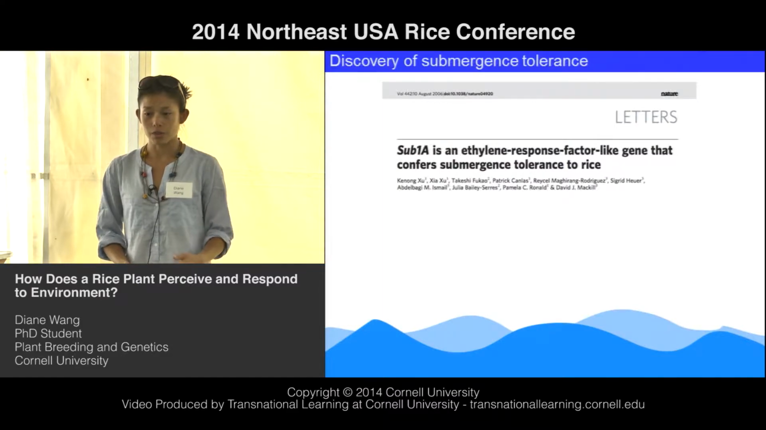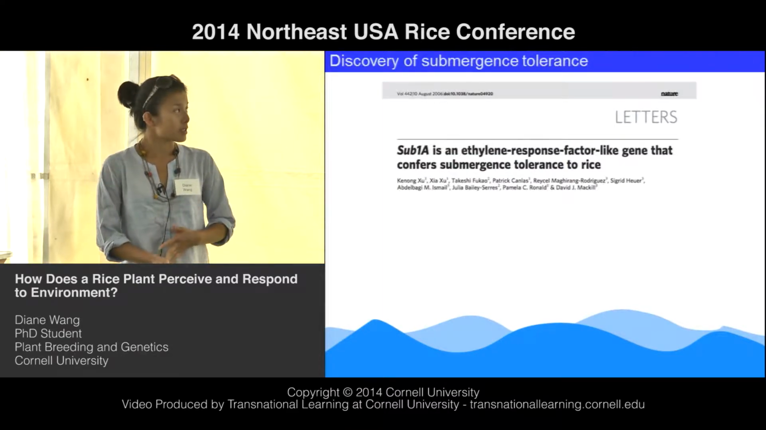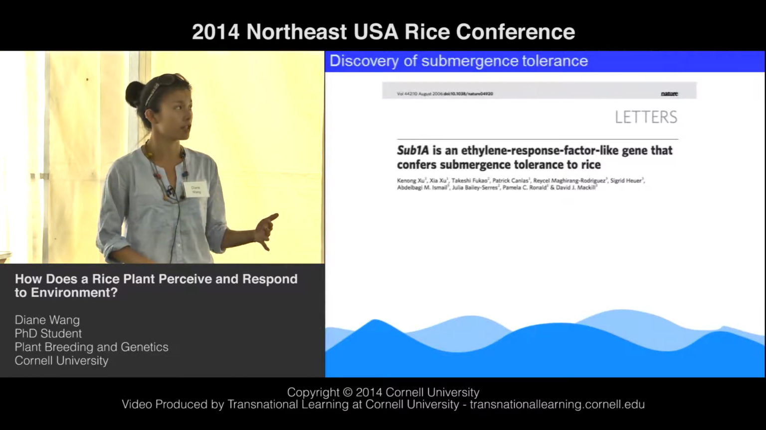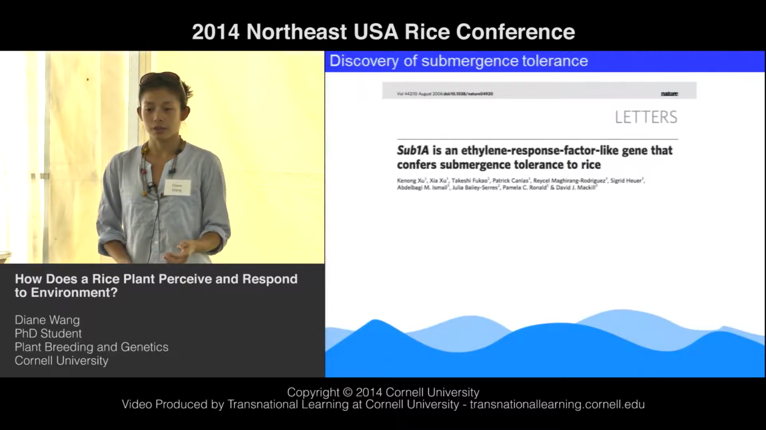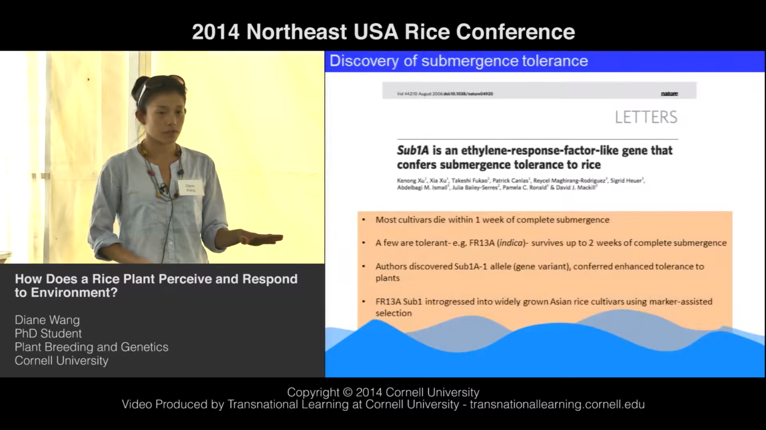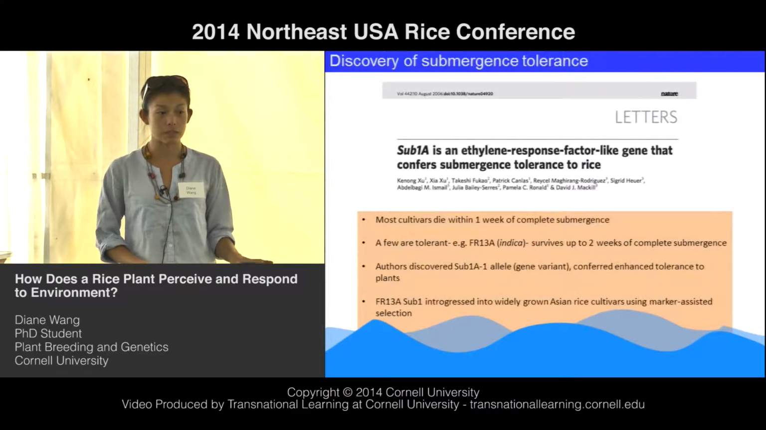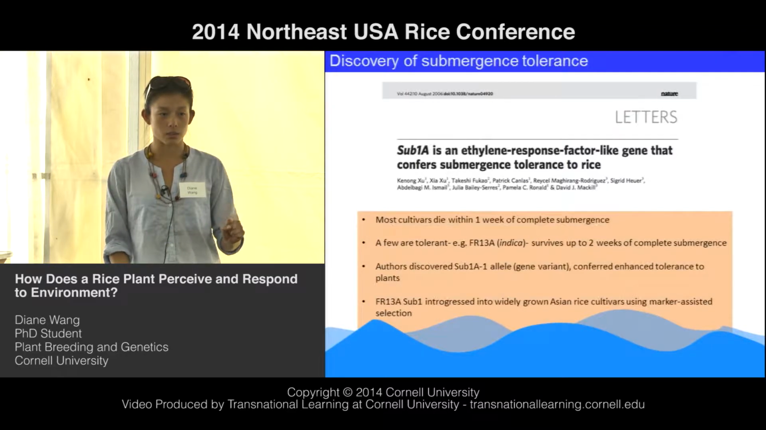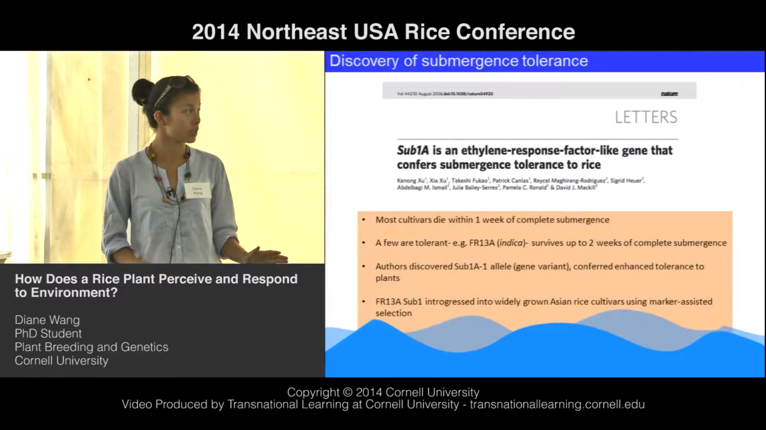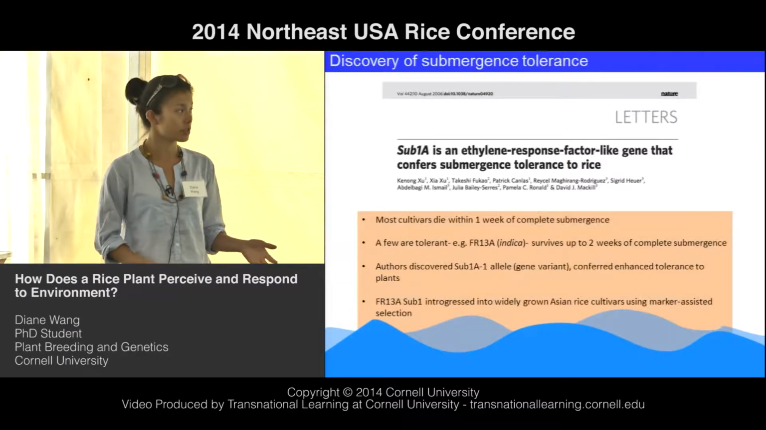And so in 2006, scientists discovered a gene that is an ethylene response factor-like gene that confers submergence tolerance to rice. Like I said before, most cultivars are not resistant to flash floods. They expend all their energy as seedlings when the flash flood comes, and then they wilt after the floods recede. And most of them die within 1 week of complete submergence.